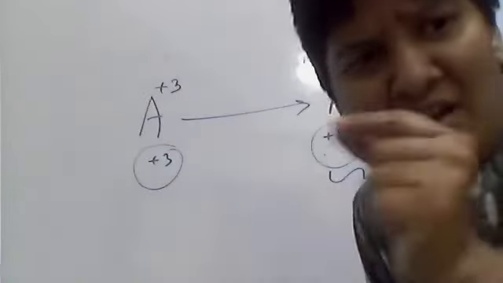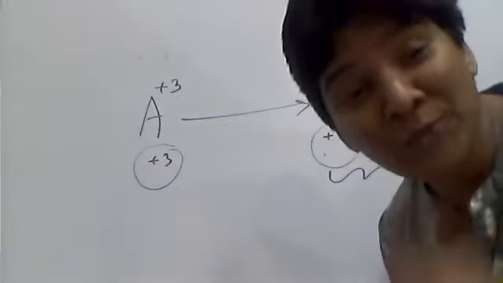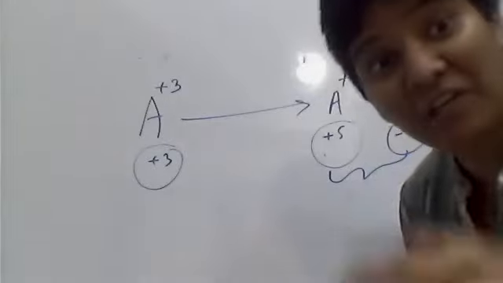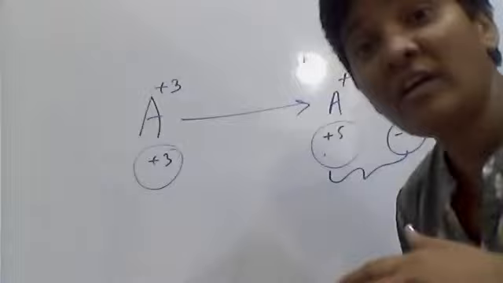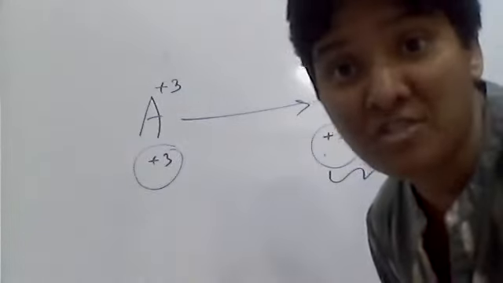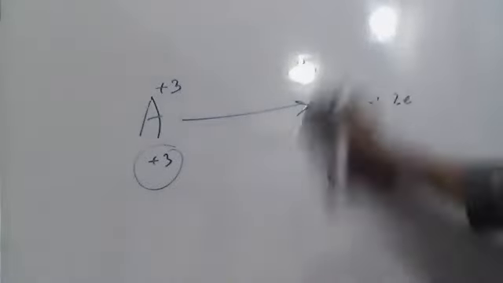Now this is a simple example to balance the charge. You get some conditions where you have a negative charge on both sides, or one side positive and the other side negative, where students get confused. I'll take one more example.